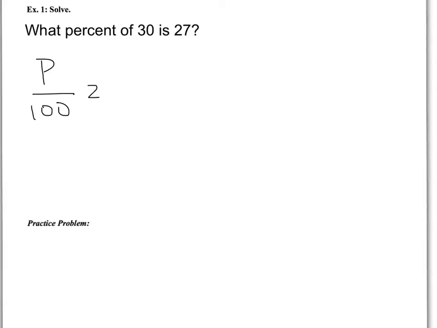Now we're going to look at example 1. What percent of 30 is 27? To solve this, I'm going to use that percent proportion we were talking about. So p over 100 equals the part over the whole.